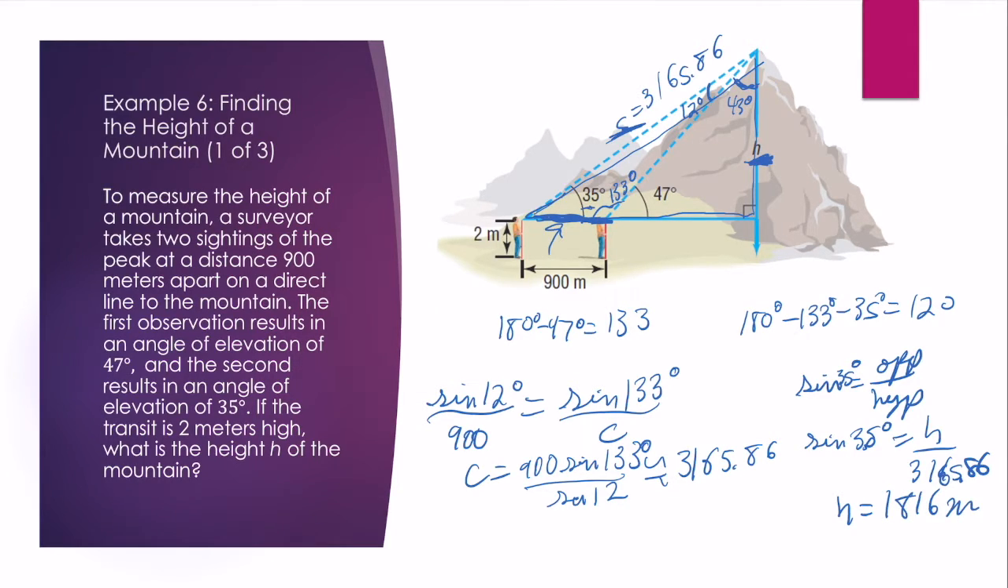But wait, remember this key point that the transit was 2 meters tall. So I have to add 2 to that. So our mountain height is 1,818 meters.